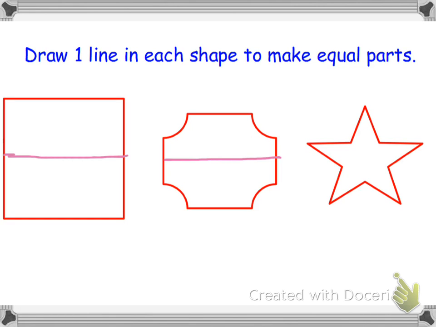Now this shape right here, I can go across because I can see there's these two equal parts that are the same, or I can go up and down. I can see this is the same as this. Now the star, if I do it like this, these are two equal sides. If I do it like this, it's two equal sides. If I do it like this, it's two equal sides.